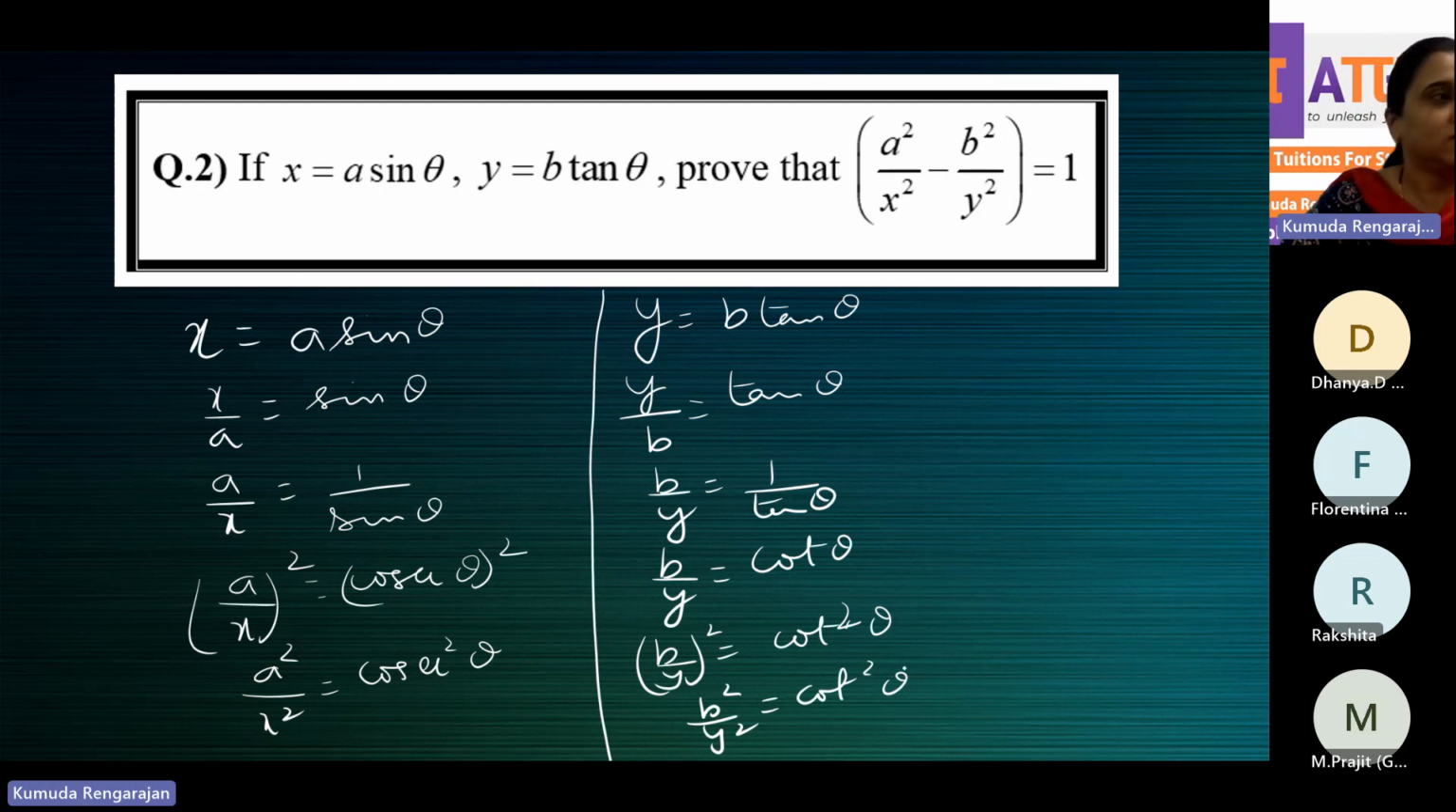Now what should you find? A square by x square minus b square by y square. That's nothing but cosecant square theta minus cot square theta, which is 1. Correct?